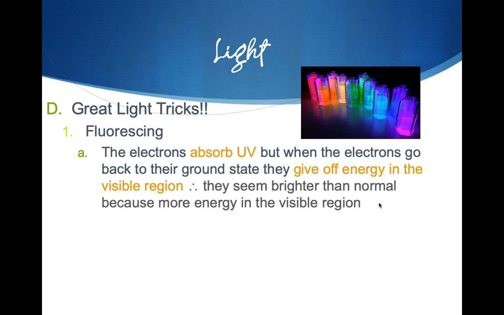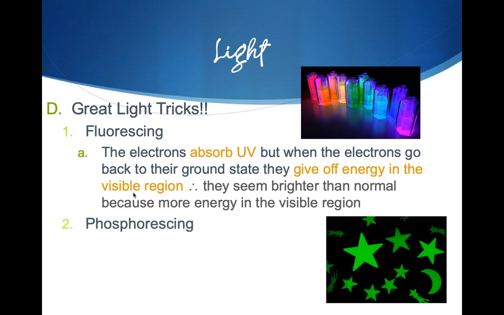So because it got extra energy from the UV light, the black light, when it drops back down to the ground state, it's releasing energy, but that energy is a little bit lower level than UV. It's in the visible region. And then that makes it seem brighter than normal. So that's fluorescing. That's black light stuff that you've seen.